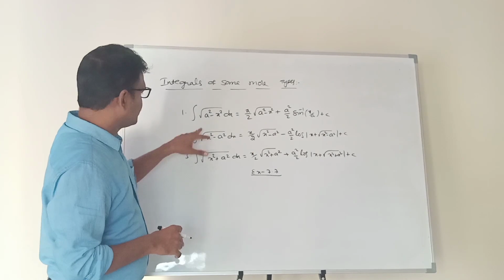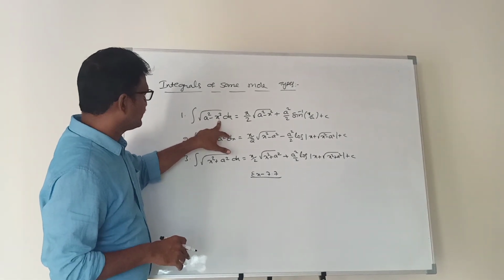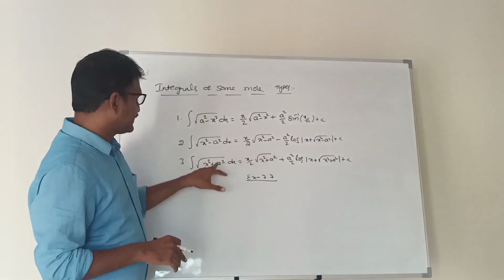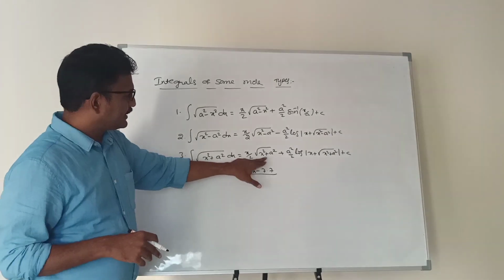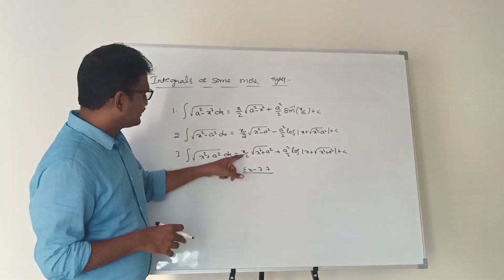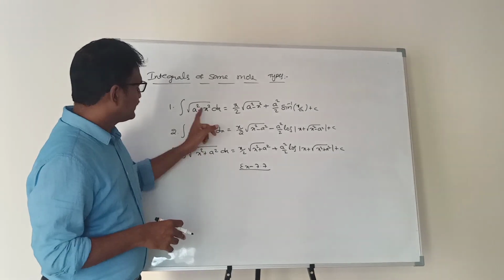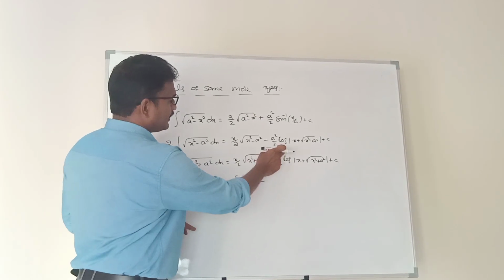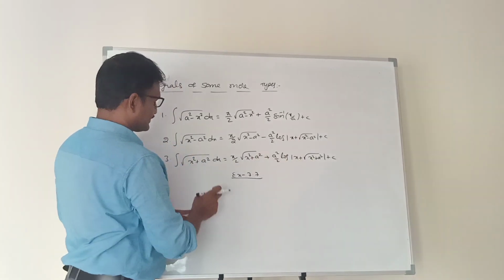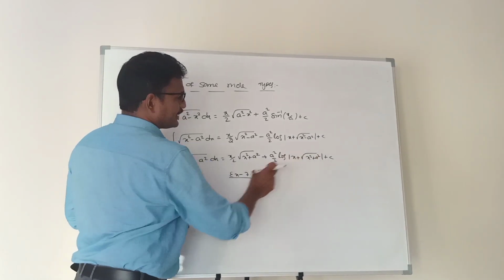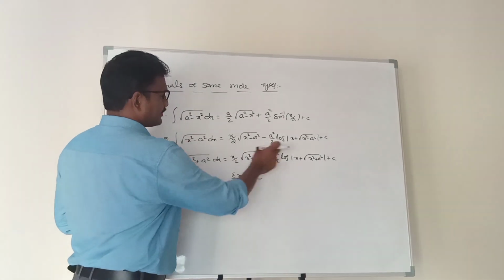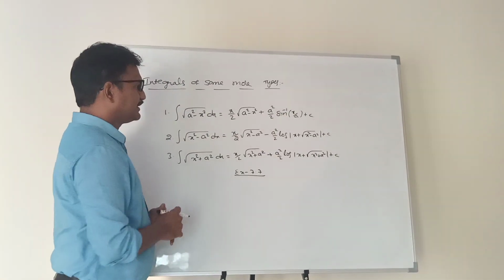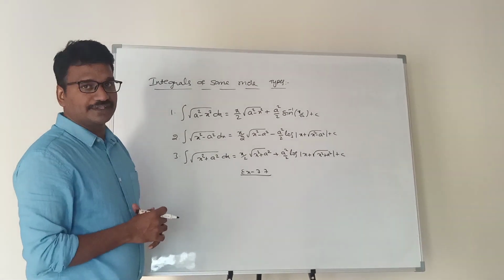If you observe these three formulas, if it is a square minus x square, here you will get a square minus x square. If it is x square minus a square, here also you will get x square minus a square. If it is x square plus a square, you will get x square plus a square. X by 2 is common, so whatever you are writing here, the same thing will come here. Next, a square by 2 is also common. Log mod x plus root of x square plus a square, here you will get root of x square plus a square. If it is x square minus a square, you will get x square minus a square. Only for this you will get sin inverse of x by a. So it is easy to remember these three formulas.